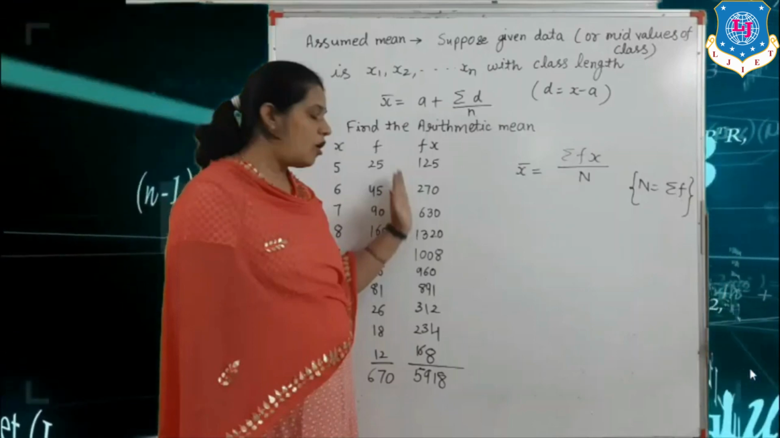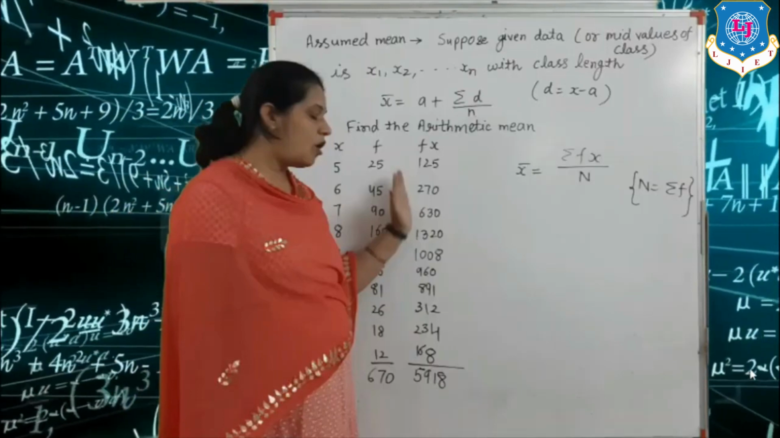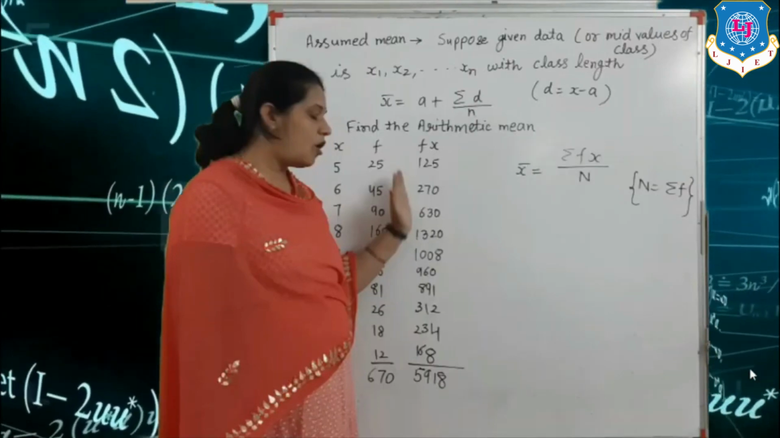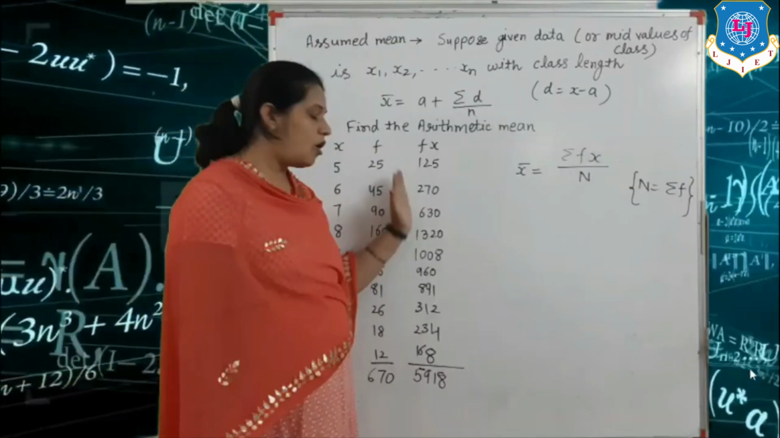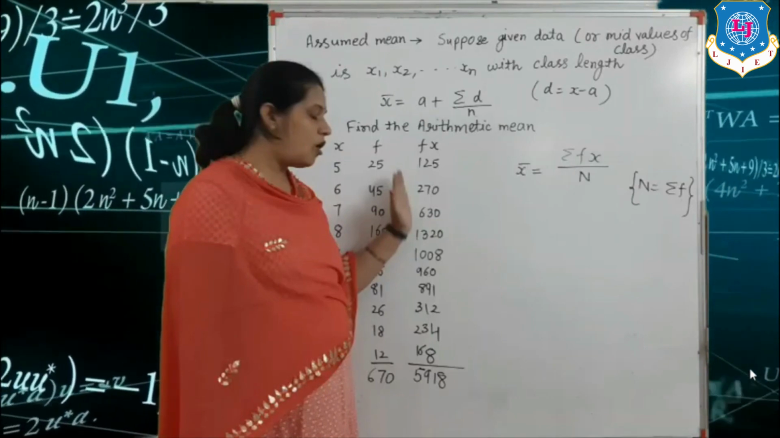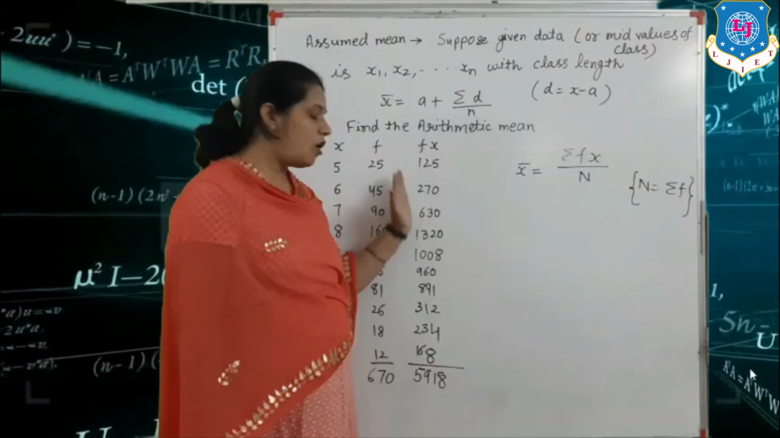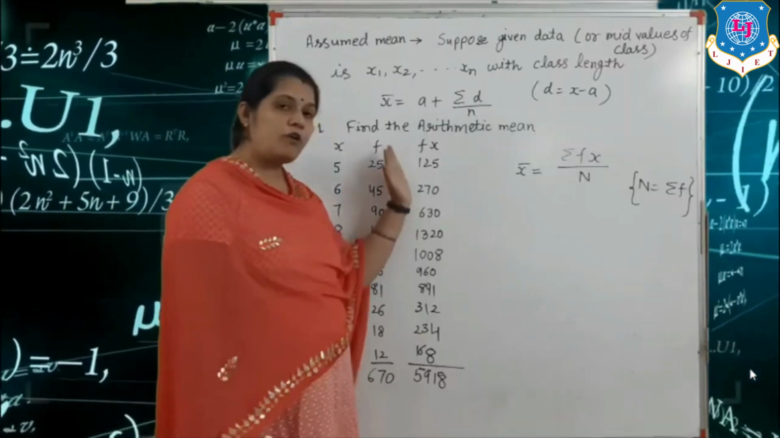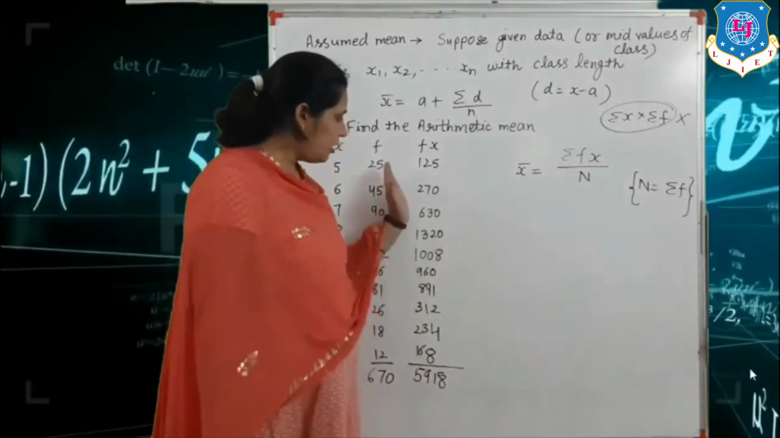Don't be confused. Sometimes students write here the value of summation fx, but they add all the values of f and the sum of the values of x, and after that multiply summation x into summation x. That is wrong. We have only the summation f into x. So first we make the column of f into x. After that we add all these values.